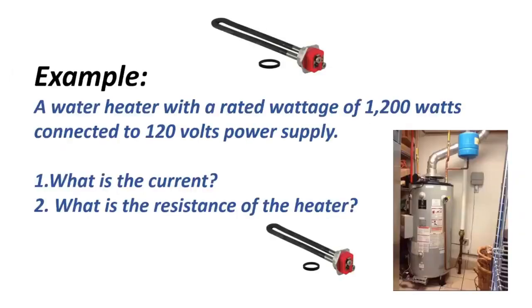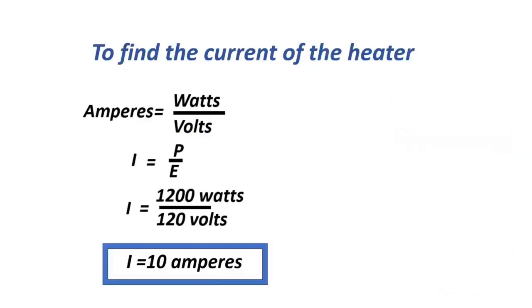A water heater with a rated power of 1200 watts is connected to a 120 volts power supply. What is the current? And number 2, what is the resistance of the heater? To find the current of the heater, amperes equals watts over voltage, or I equals P over E, equals 1200 watts over 120 volts. Our current is 10 amperes.